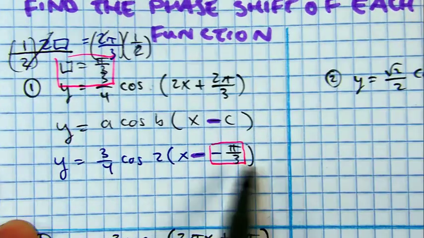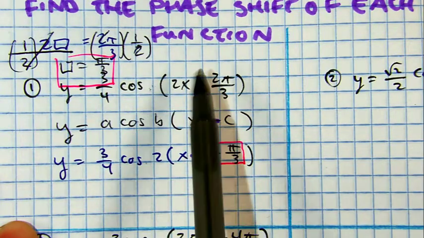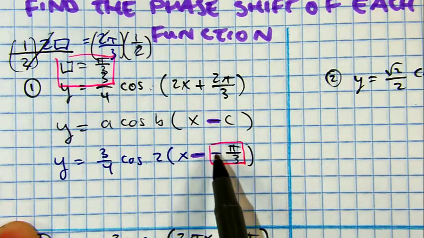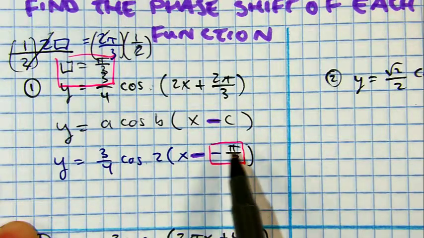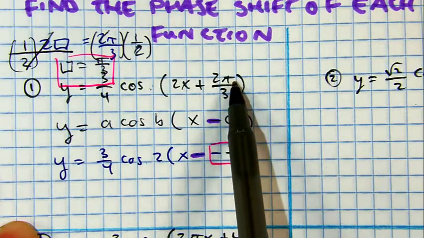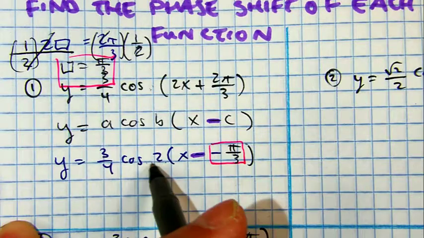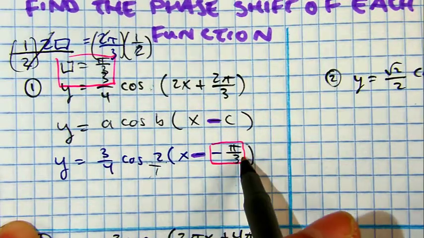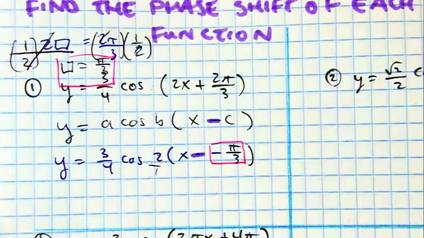The reason why it's pi over 3: 2 times x gives you 2x. That's negative, negative is a positive. And 2 times pi over 3 gives you 2 pi over 3, because it's like 2 over 1, right? It's a fraction. Multiply the tops, multiply the bottoms. And now I can just identify the things that we need.